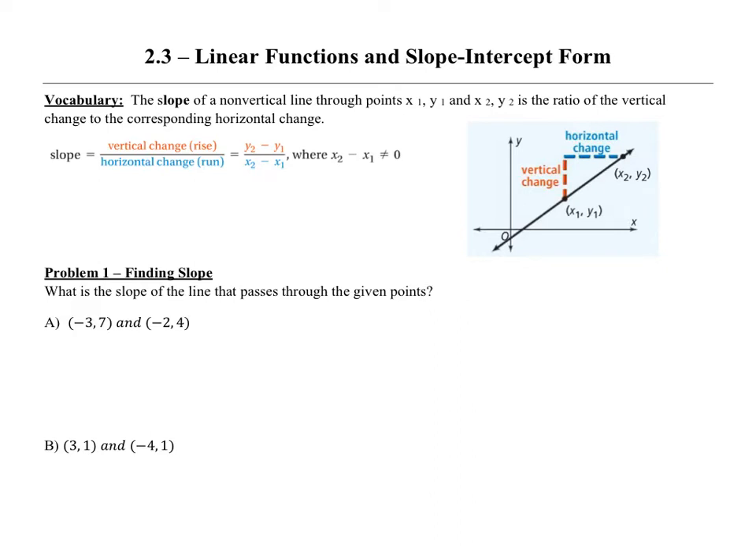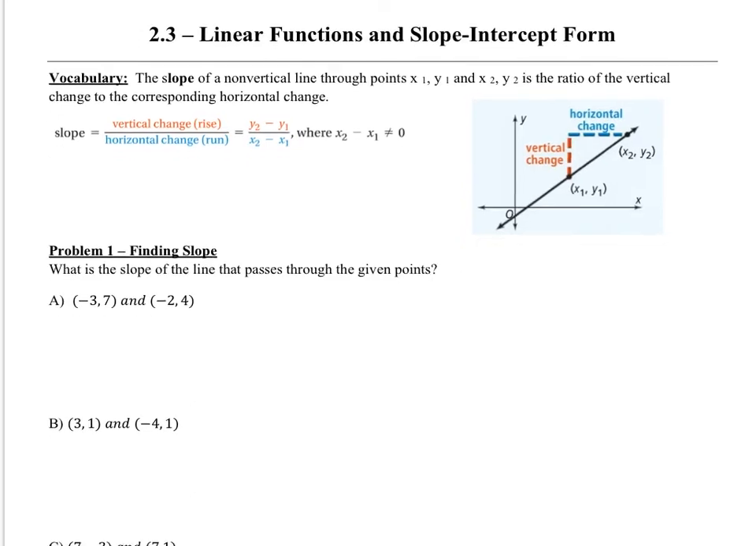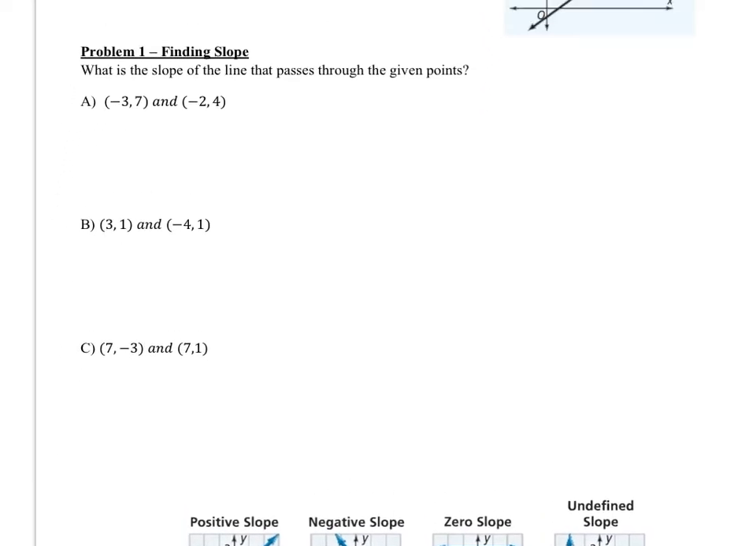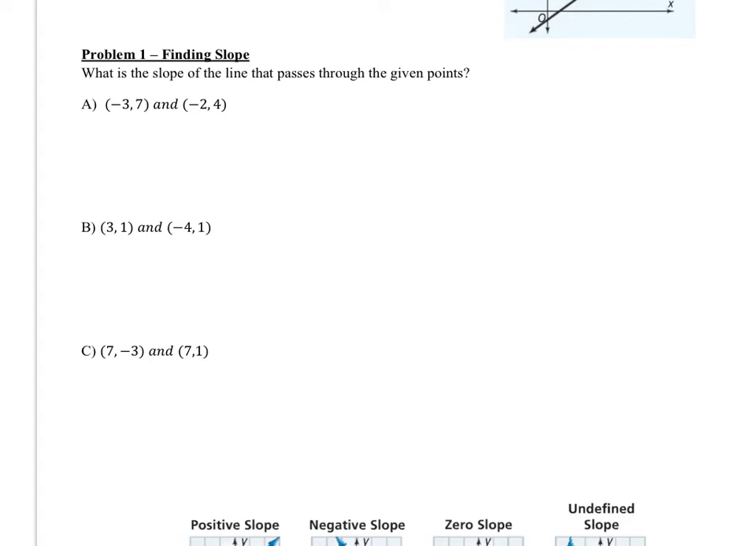All right, chapter 2.3, linear functions in slope-intercept form. So this is, again, basically all review. So if here's our slope equation, difference of y over difference of x. It does not matter which one you label x, y. You just have to make sure that this is one of the original ordered pairs and this is one of the original ordered pairs.